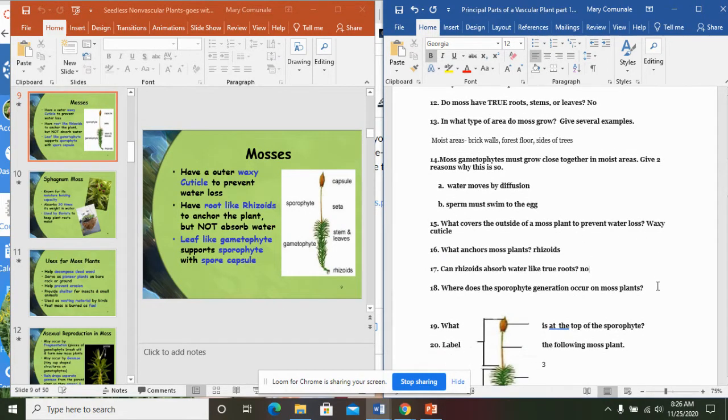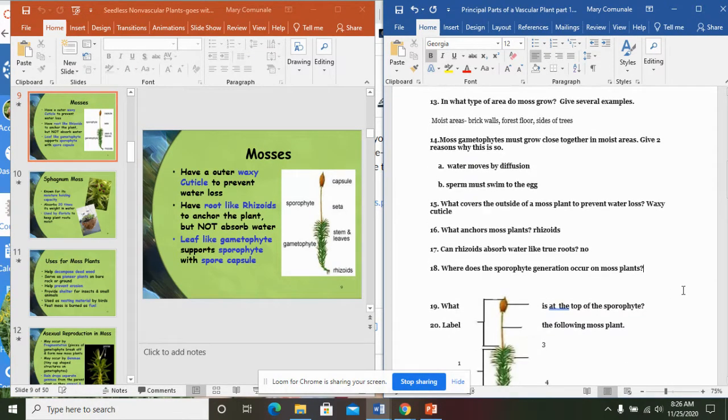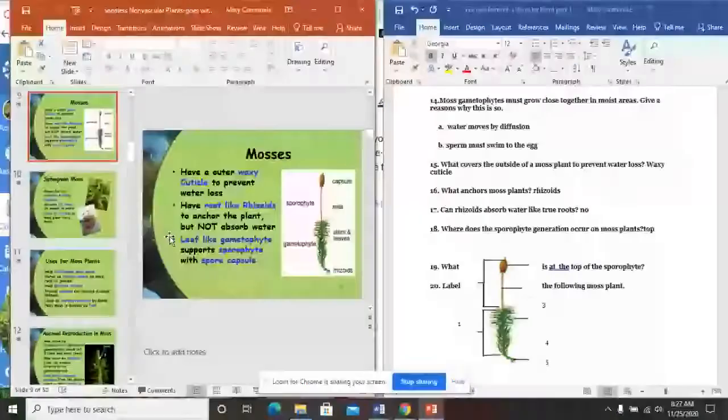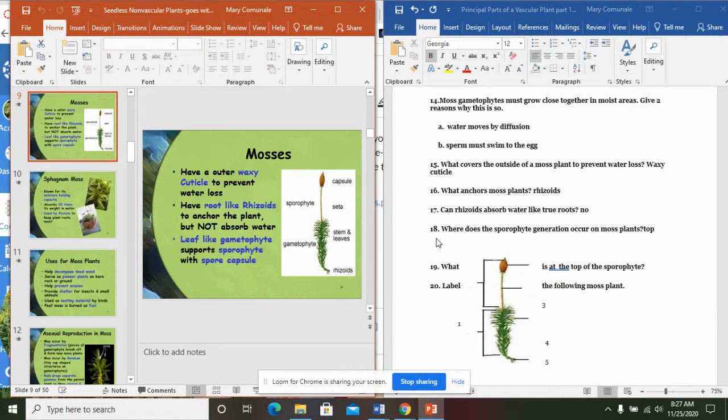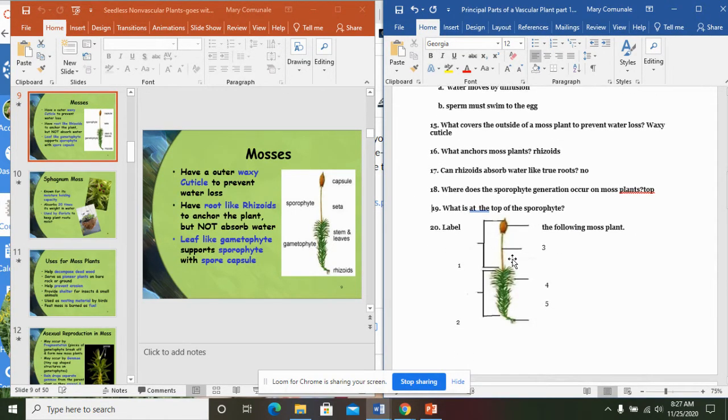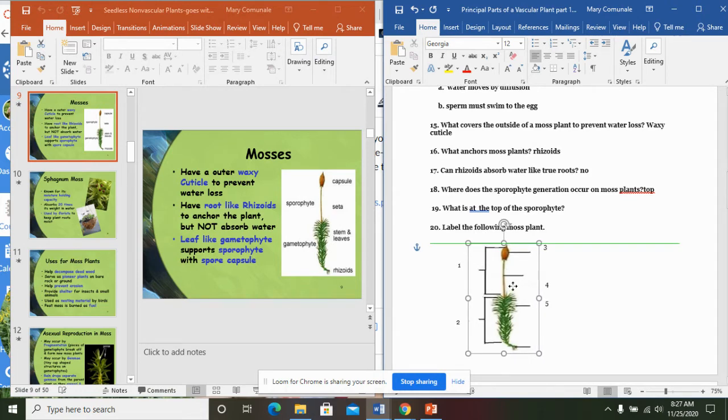Where does the sporophyte generation occur on moss plants? It's going to occur at the top of the plant, I believe. Out of the leaves. What is at the top of the plant? A capsule.